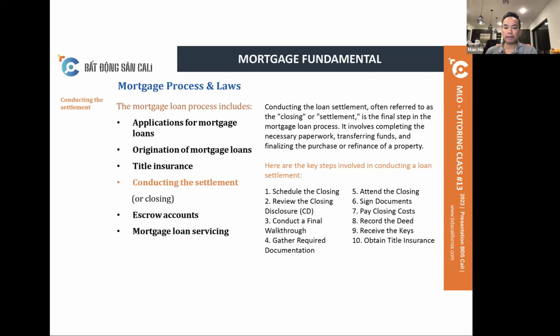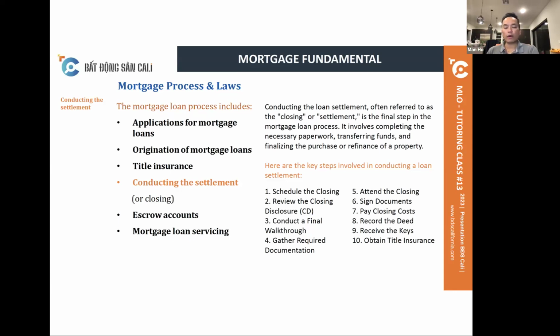Here are the key steps for the settlement. Schedule the closing, right? When it's going to be closed. Reviewing the closing disclosure, CD, 3 days before the closing. Conduct a final walkthrough, right? One of the processes in real estate is that the final walkthrough needs to be done within 5 days before the closing date.